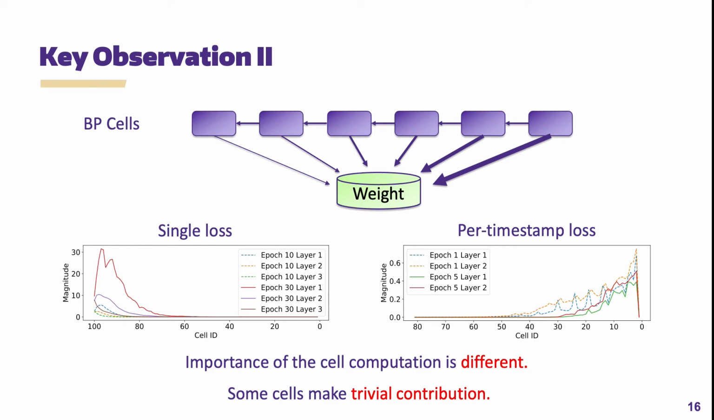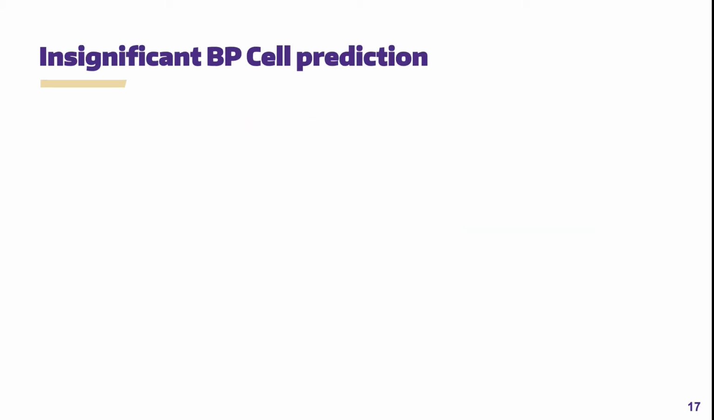The left and right line figures demonstrate the weight gradient magnitude changes for different cells at the same LSTM layer. A trend is either decreasing or increasing. It's all related to how the loss is calculated and passed. But just superficially looking at the figure, some cells contribute nearly nothing to the weight update, like cells number 60 to 0 in the single loss case, and number 80 to 50 in the per-timestamp loss case. Since we find some cells are trivial, we can identify them and skip them.